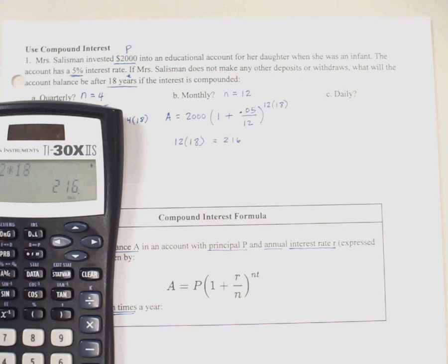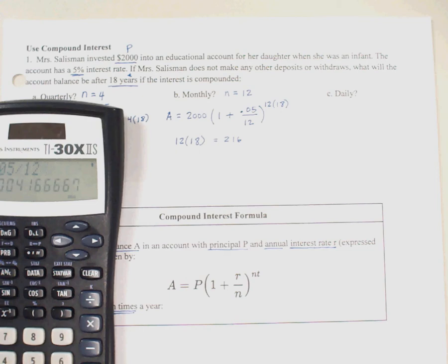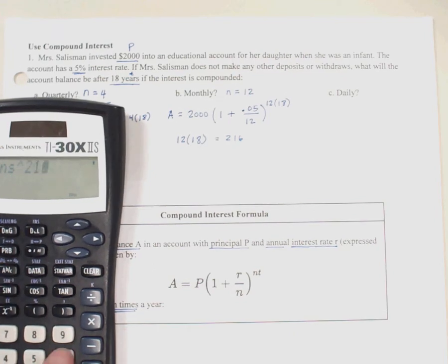Again, the rest I'm going to plug into my calculator. So I'm going to take 0.05 divided by 12 and add 1 to that answer. Okay, this is the value when I calculate what's inside parentheses. And I'm going to take this number to the 216th power. So without erasing, just hit your power button, 216.